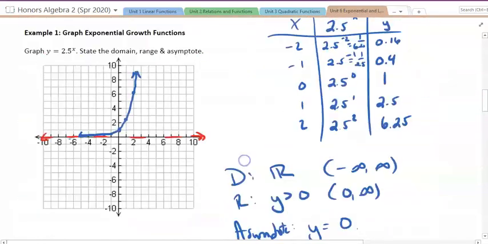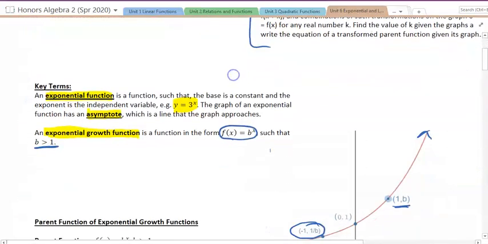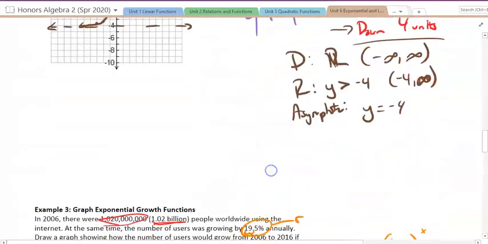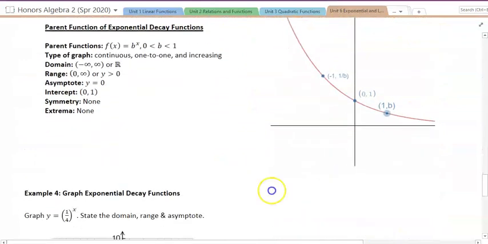So if we go all the way back up to the top of our definition, for an exponential function, going back to this first definition, the base b must be greater than 0. And also b cannot be equal to 1. Because if b is equal to 1, then it's not exponential, it's just constant. Alright, so getting back to exponential decay here.